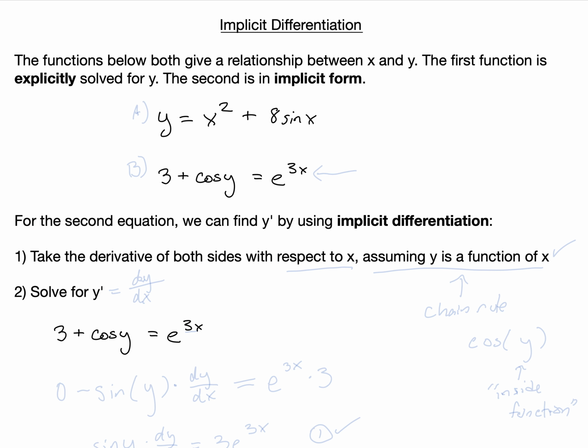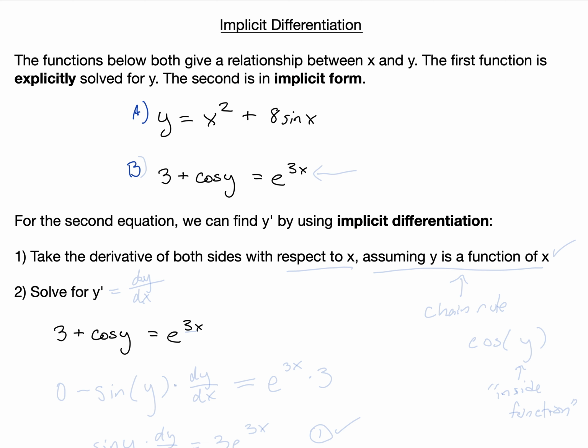In this video, we're going to define implicit differentiation and do some examples. Both of the two functions below give a relationship between x and y. The first function is explicitly solved for y. We see y equals x squared plus 8 sine x, so this is explicitly solved for y. The second function is in implicit form.